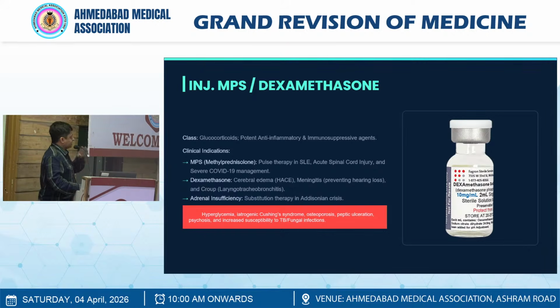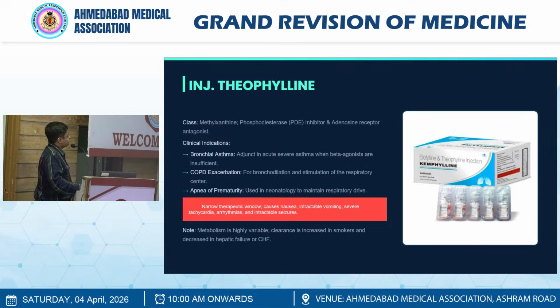MPS or dexamethasone, steroids. MPS is used as pulse therapy in SLE. Dexamethasone is used in cerebral edema, meningitis, adrenal insufficiency. Common side effects are hyperglycemia, iatrogenic Cushing's, osteoporosis, peptic ulceration, psychosis.